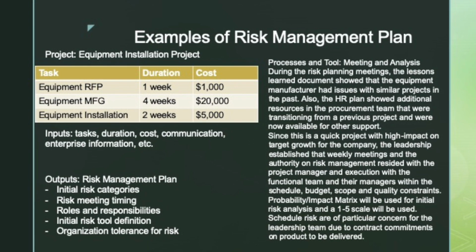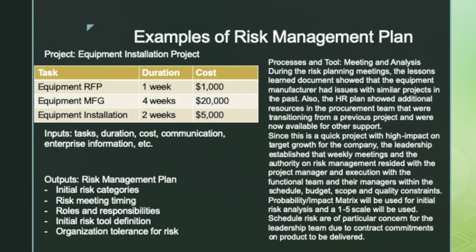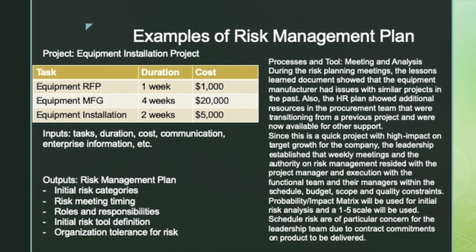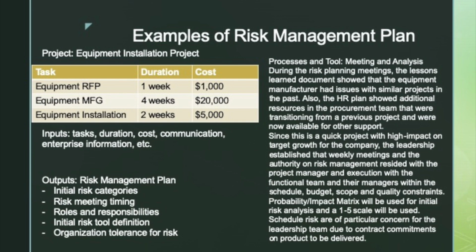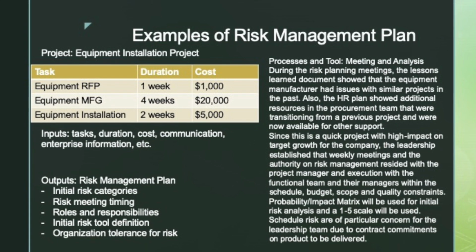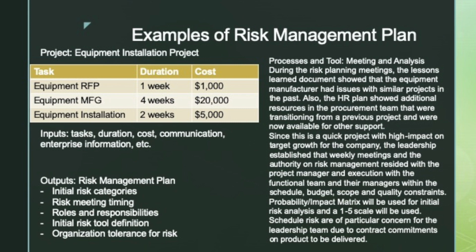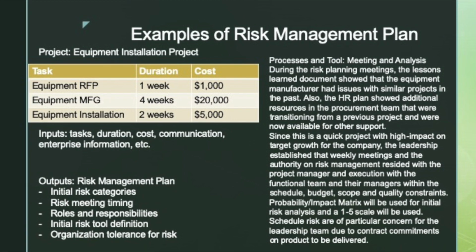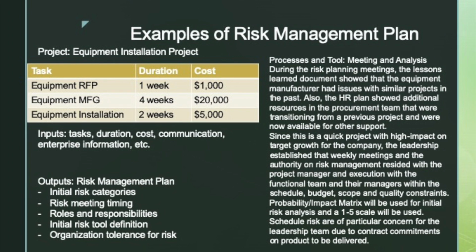During the risk management planning meeting, the lessons learned document showed that the equipment manufacturer had issues with similar projects in the past. Also, the HR plan showed additional resources in the procurement team that were transitioning from a previous project and were now available for other support.